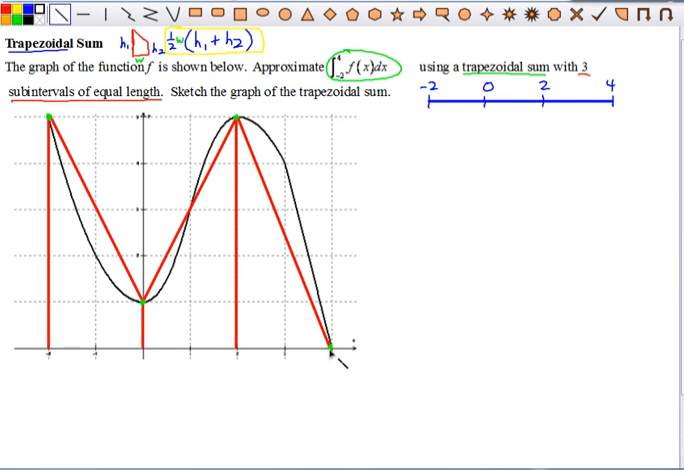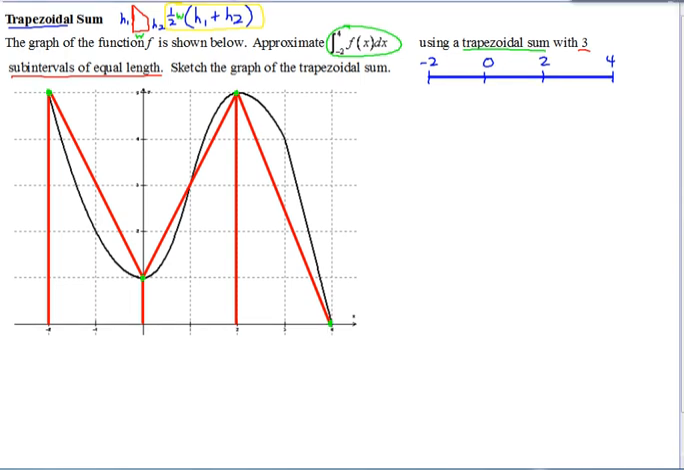Okay, so let's calculate each of these separately. Now we know on all of them, we're going to use 1/2 times the width times h sub 1 plus h sub 2. So let's calculate that for the first trapezoid. The 1/2, we know the width of each of these is 2. And the heights come from both endpoints, right? So f of -2 plus f of 0. That'll give us the area of the first trapezoid.